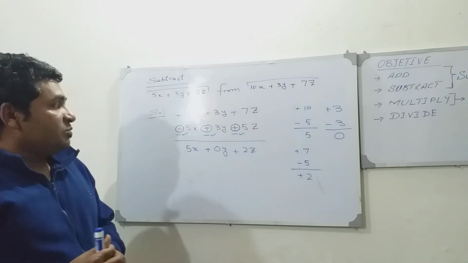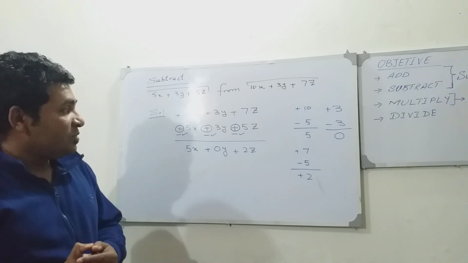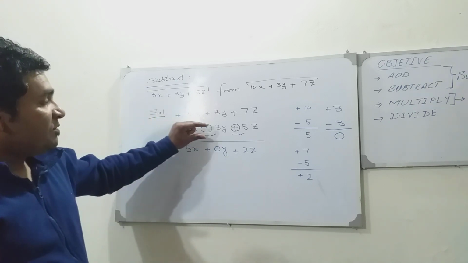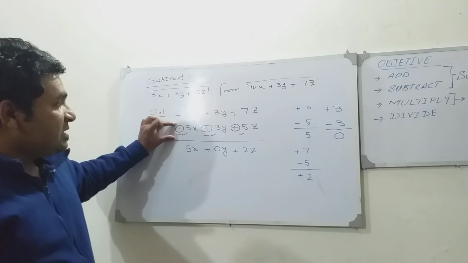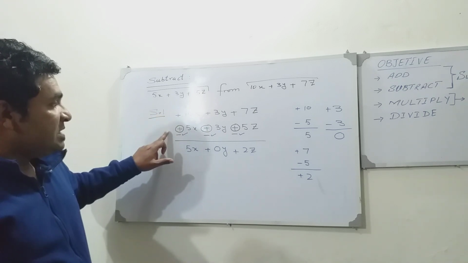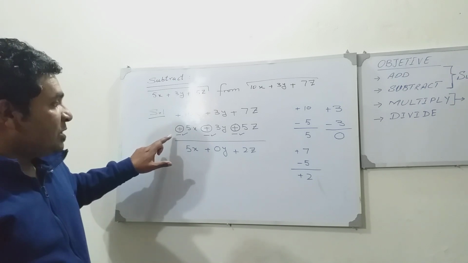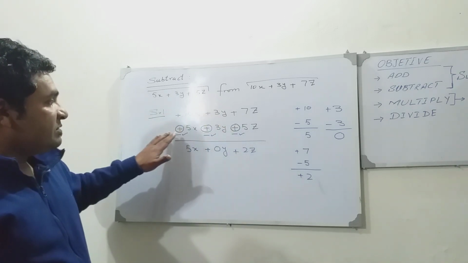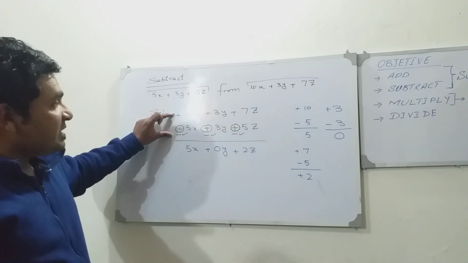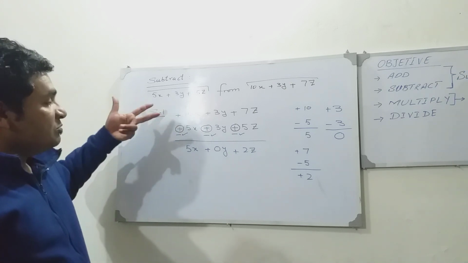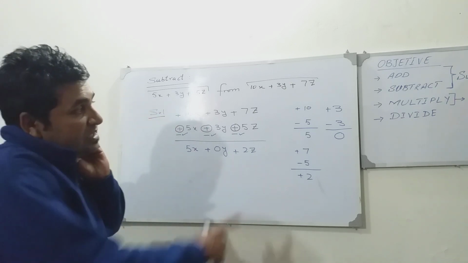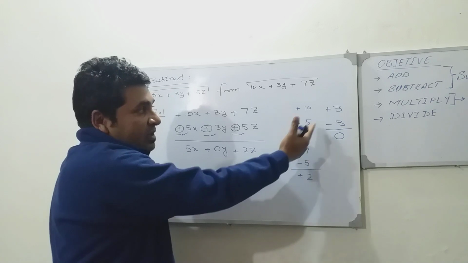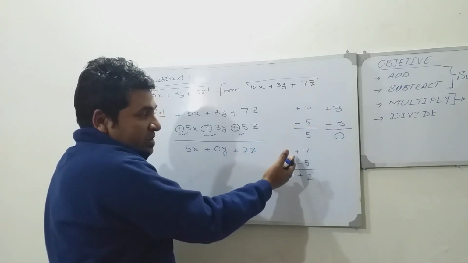One thing you have to remember all the time: in subtraction we change the signs of all the terms written in second place. If a sign is negative, we convert it into positive. If it is positive, we change it into negative, and because these were all positive, we have converted them to negative. Then we proceed according to the signs. So the answer is 5x, positive 0y, positive 2z.